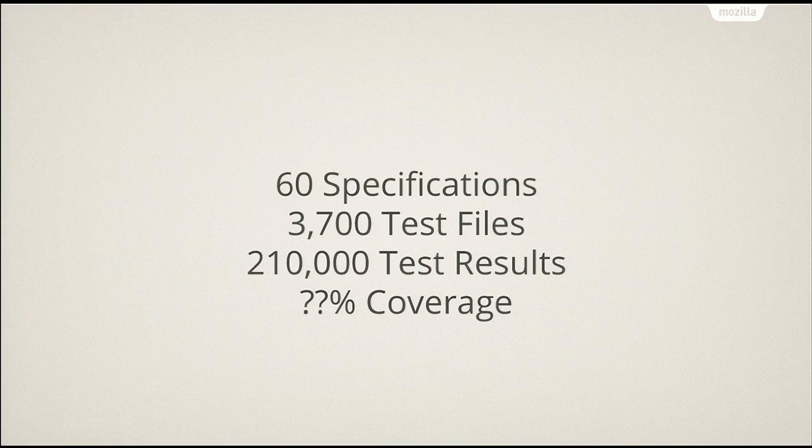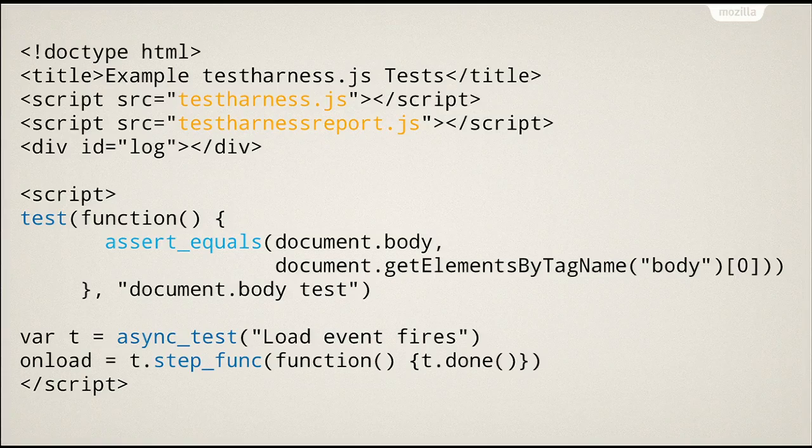And how are we doing? Well, based on the number of top-level directories in the repository, we have tests for about 60 specifications. There's about 3,500 test files, which produce a little over 200,000 test results, and we have no idea what this means in terms of coverage. And that's a pretty interesting question that maybe it's worth talking about afterwards.